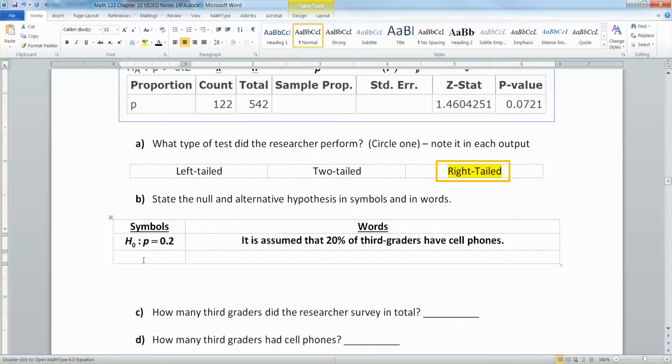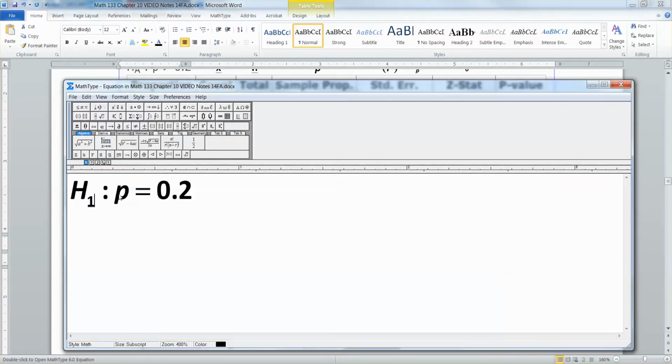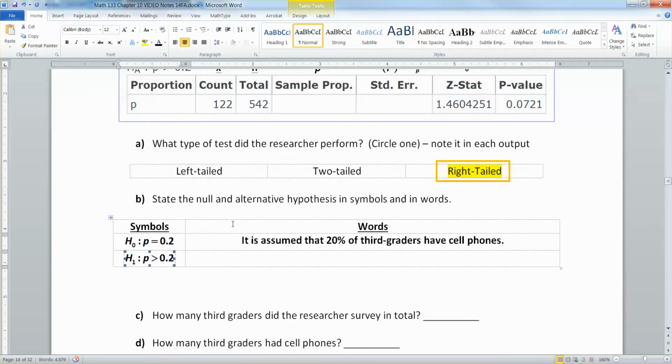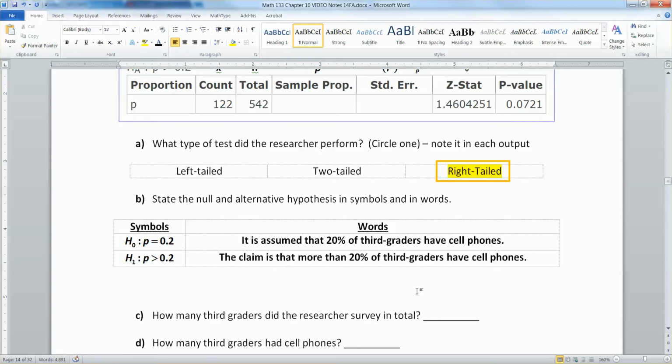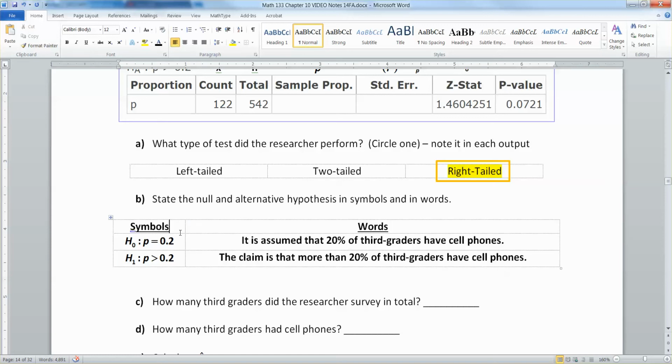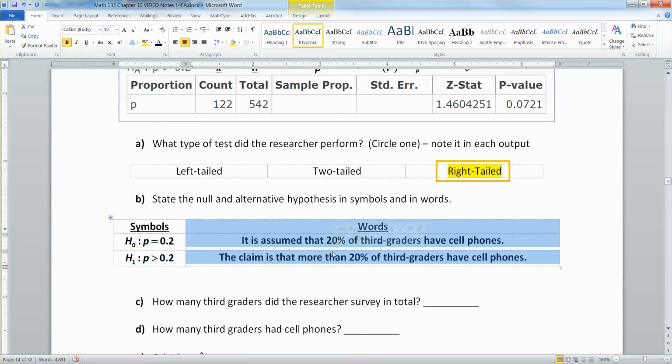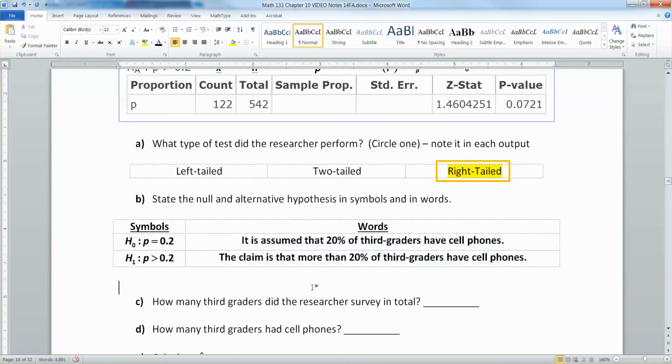The alternative to that would be p is greater than 0.2, which is what this lady is trying to prove. So the claim is that more than 20% of third graders have cell phones. There's symbols over here and words over here, and of course you'll have to know both because both are going to crop up.